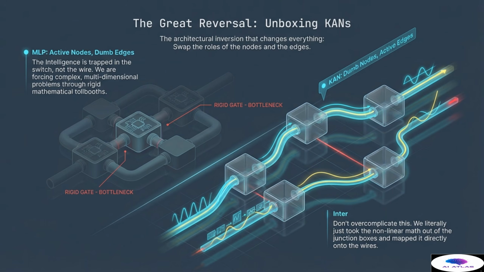Instead of a signal hitting a rigid gate, it travels along an edge that is itself a complex mathematical function. This shift allows the network to be far more expressive with fewer components. It is a fundamental change in how we think about information flow. By making the connections active rather than the nodes, we allow the network to learn more nuanced relationships without needing the massive, tangled hairballs required by the older perceptron-based models. It simplifies the structure while increasing the power of the individual connections.